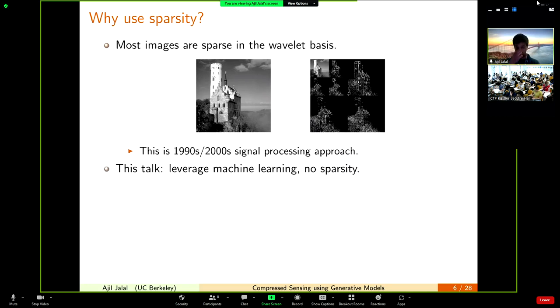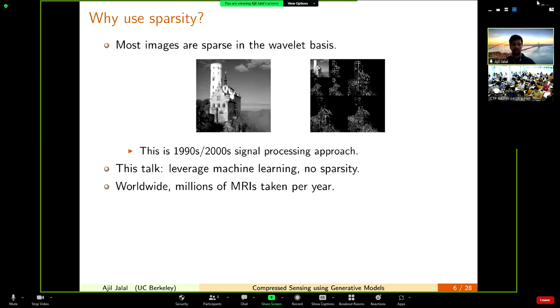And in this talk, we will not use sparsity anymore. We will talk about how we can leverage machine learning. And I'm not trying to be adversarial to sparsity. I only mean to say that this is a more contemporary version of sparsity.